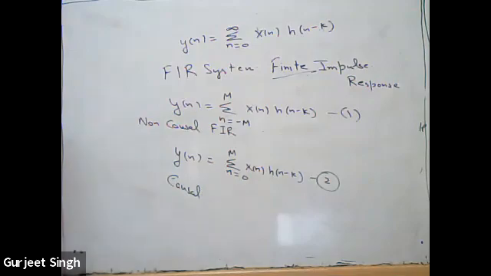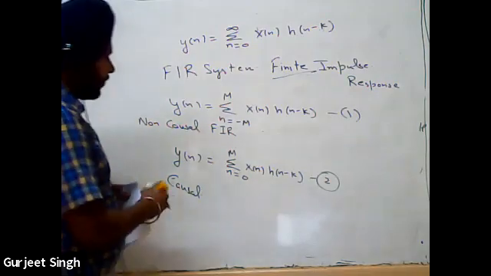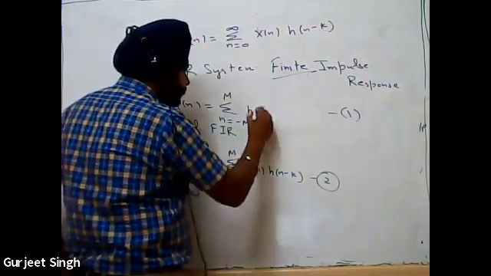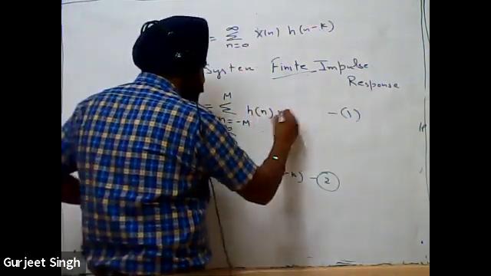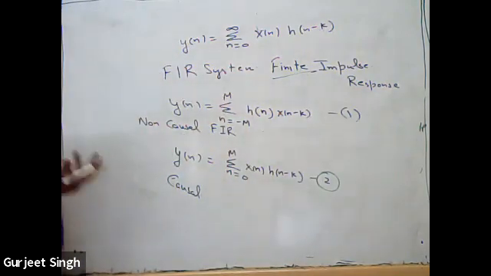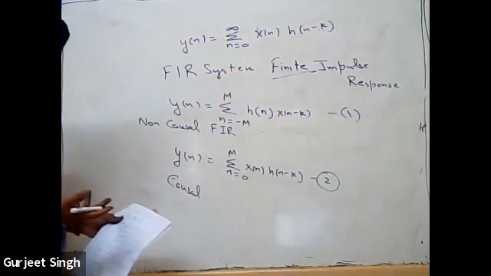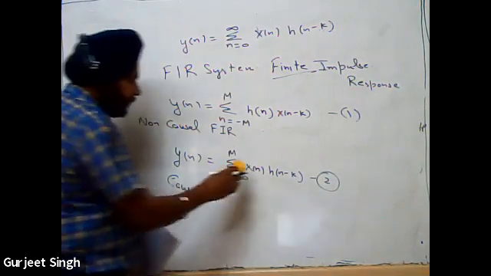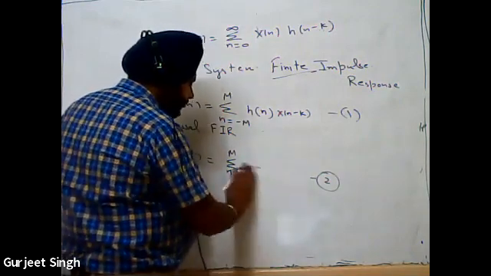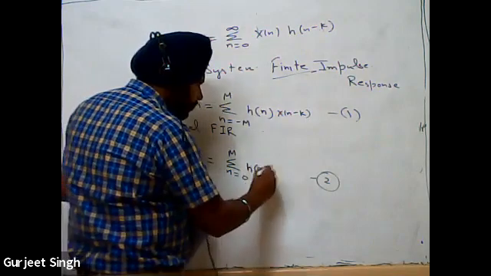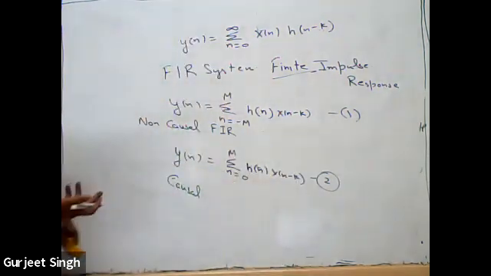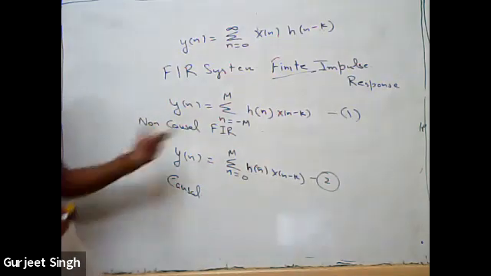So if I am writing this equation like this one, h[k] x[n minus k], this is also equal according to the commutative property. So we can write it as x[k] h[n minus k] or h[k] x[n minus k]. These two are equal equations, according to the commutative property.